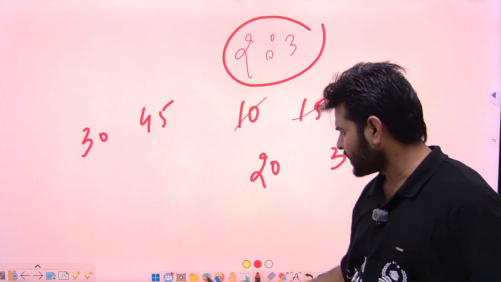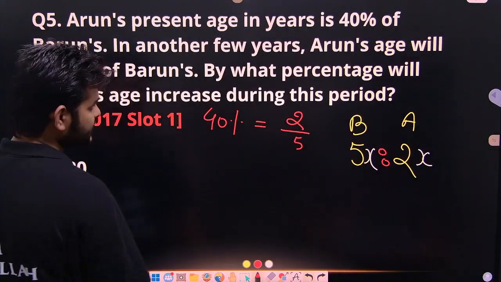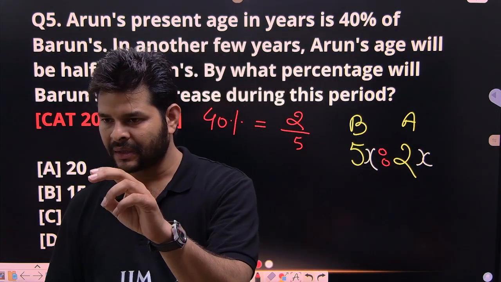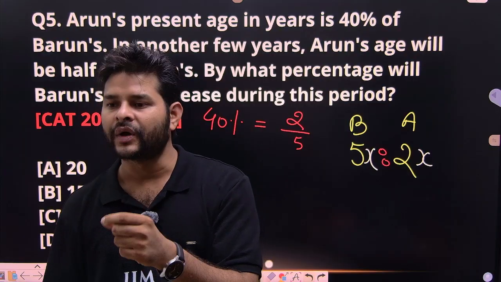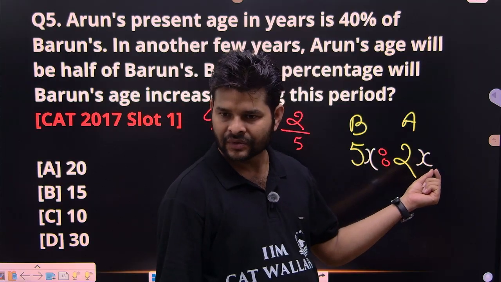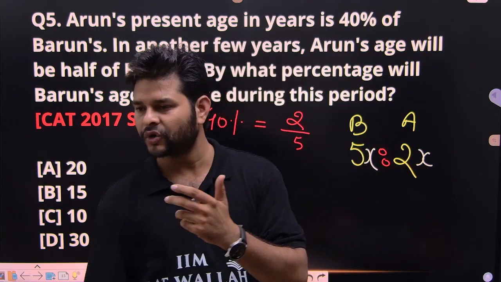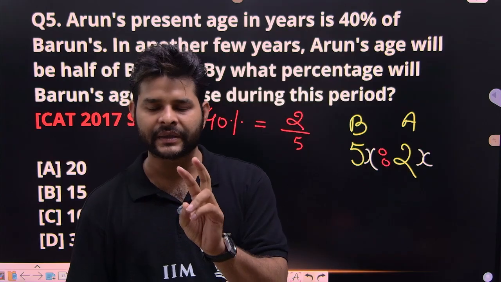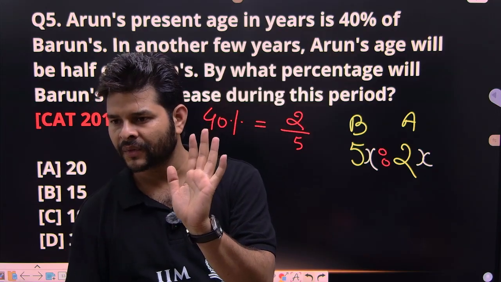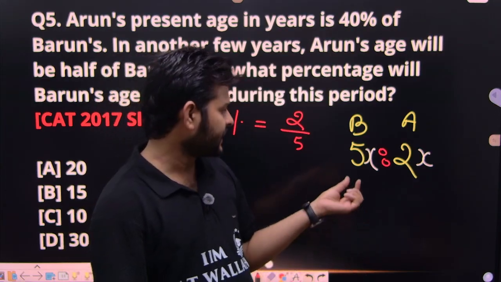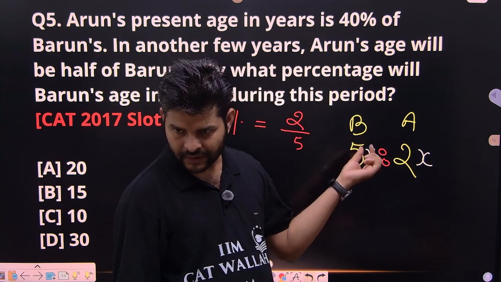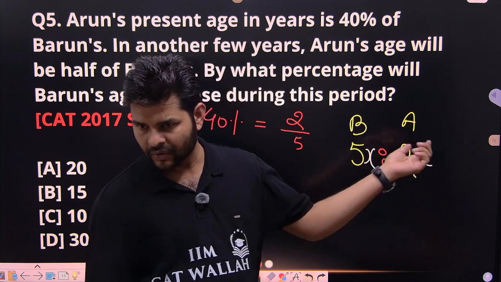In the same manner, if I say 5 and 2 is the ratio of any two numbers, we don't know the numbers. So I multiply by x, and that would be the real number. We don't know what x is, but there must be a common number. So basically, this is the real age of Arun and Barun.